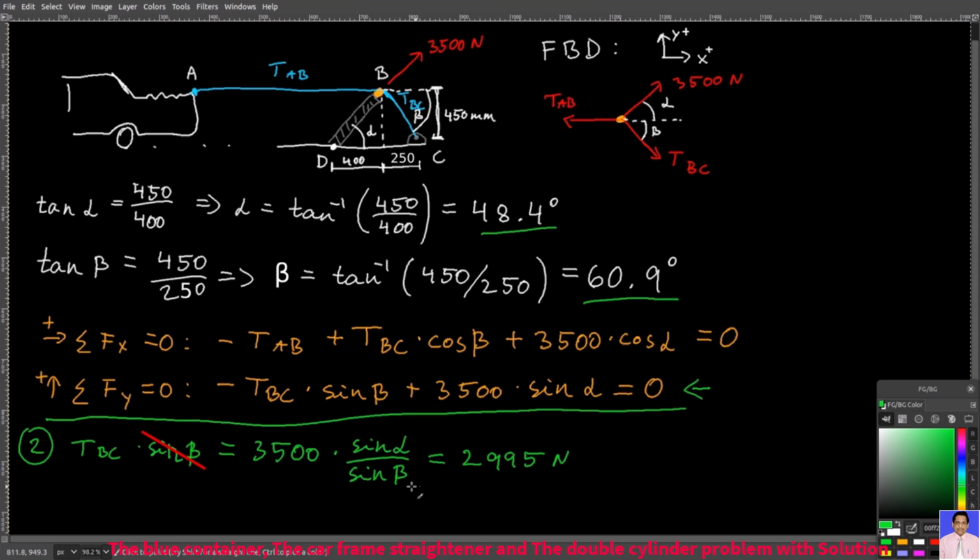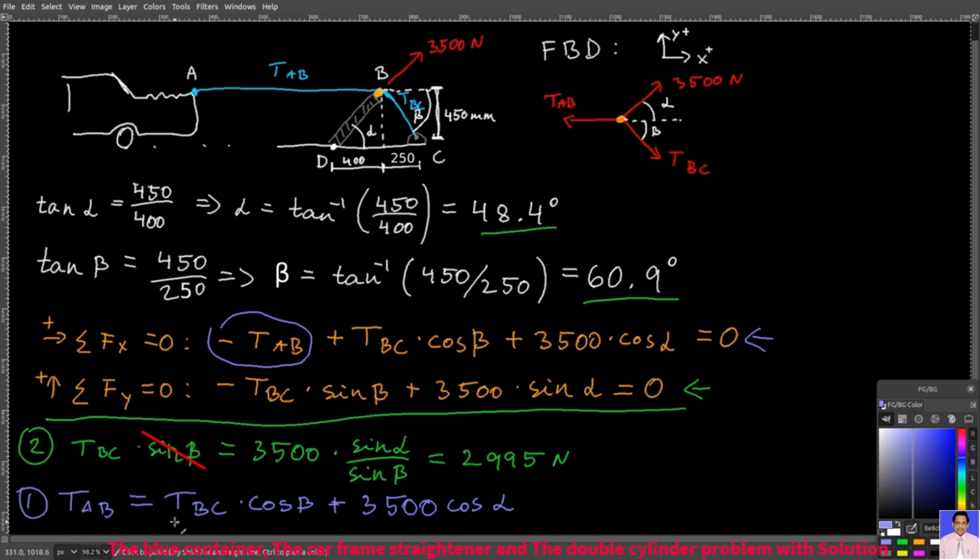2,995 newtons. And then you take the first equation and you simply take this one and you put it onto the other side of the equation sign. So you will have TAB equals, and then all this, you know your TBC, you know your beta, you know your alpha, and so your TAB will be 3781 newtons. And since they are all positive, it means that our assumptions about their directions were correct.